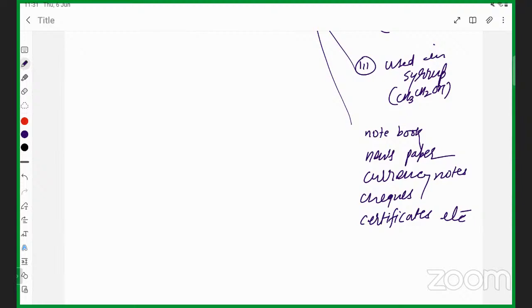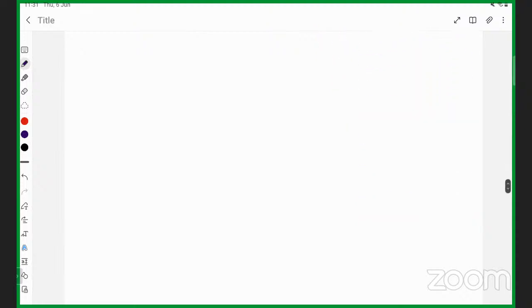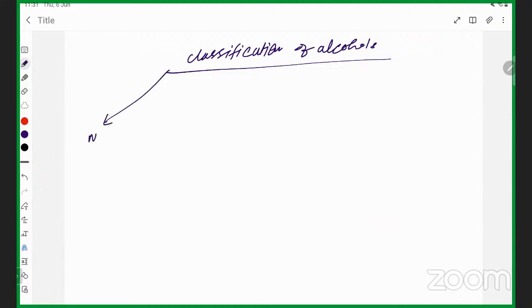Classification, when you are studying now, is exactly the same as what we studied in haloalkane and haloarene. So we are talking about classification of alcohol. There are three ways to classify. First, number of OH groups. Second, sp3 C-OH bond. And last, sp2 C-OH bond.